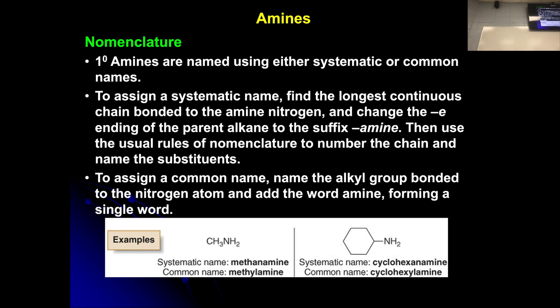All right. A little bit on nomenclature. We've already talked a little bit about this. Primary amines can be named either using a systematic or common name. Okay? So, for example, the Breaking Bad molecule, the technical systematic name is methanamine. I don't like saying that. I call it methylamine. Cyclohexanamine. That sounds weird. It just doesn't roll off the tongue very well. I call it cyclohexylamine. Okay? So a lot of times we just call these an alkyl substituted nitrogen. And we used to use the term amine. Okay?